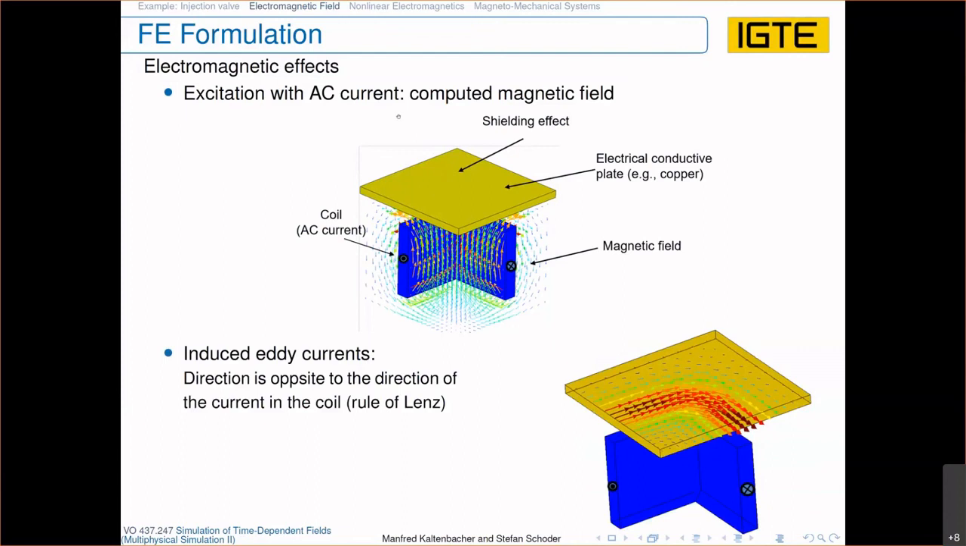And what you also nicely see here in post-processing are the eddy currents in the copper plate, and clearly they are in opposite direction, and due to this effect, as you know, it is very effective, if you want to shield the magnetic field, this AC magnetic field, to use a copper plate. Okay, so these are the effects you should get.